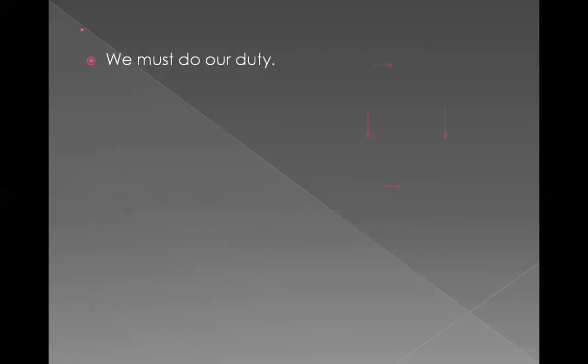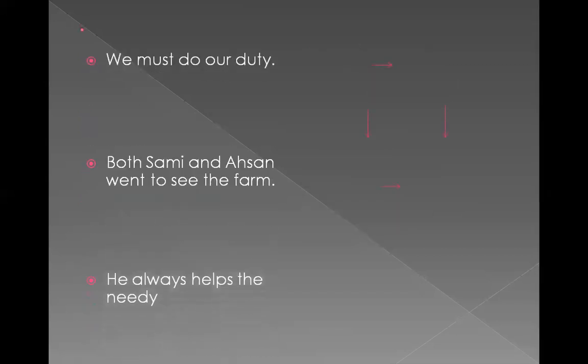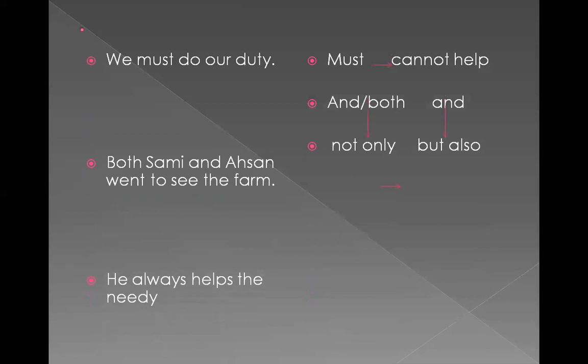Let's move further. I hope you are understanding the chapter lesson. Now, there are certain words which are replaced with other words, like must, and, both, always. Now, whenever a sentence carries must, it is going to be replaced with cannot help. Okay? Cannot help. The exact word cannot help. Then, when we have a sentence which carries and both together, then we have not only, but if it's single and, we are going to use but also.